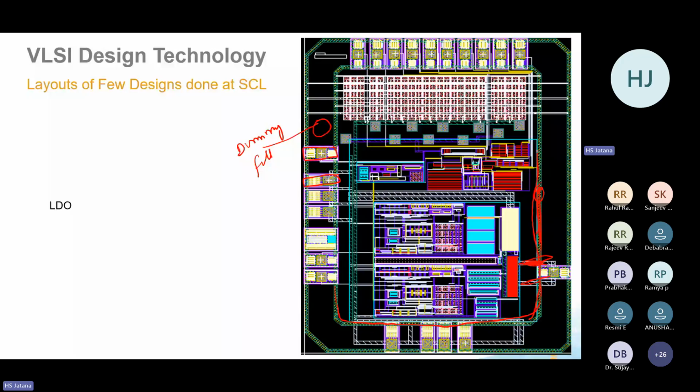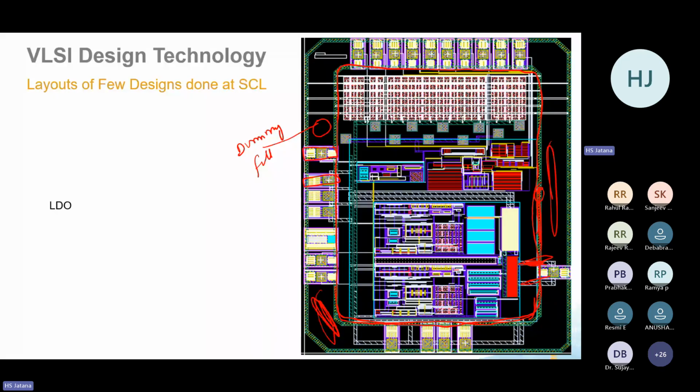So it will go like this, it will go like this. And there it will be connected to the power pads. And similarly VSS and things like that. So here the black area, here a lot of dummy fills will be there, which is not shown.